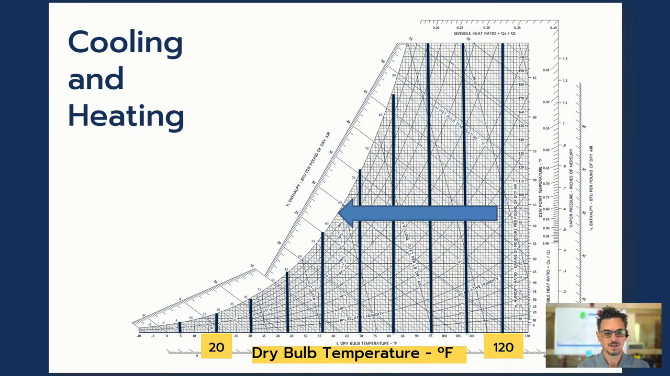What would this represent? If air is going from the right to the left, would this be cooling or heating? Well, you're going from a higher dry bulb to a lower, so that would be a cooling process. If you're going from left to right, that would represent a heating process, because if you look at that arrow, you're probably starting at 70 degrees and ending up at 130, something like that. So that is a heating process. Okay, so that's cooling and heating.